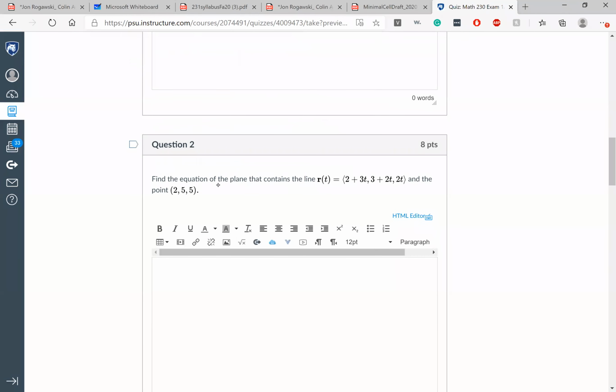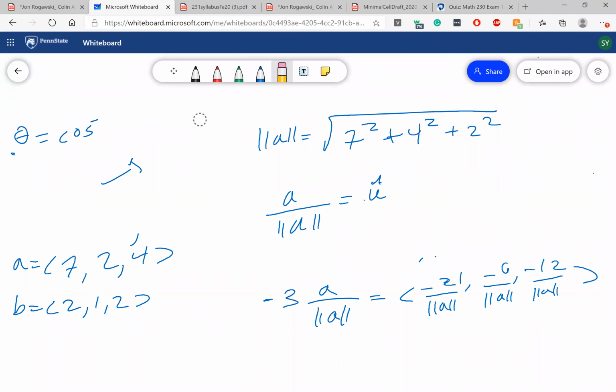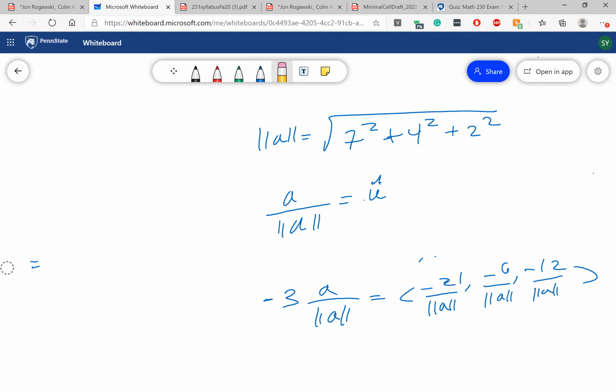So now they want us to find the equation of the plane that contains the line, this line and this point. There are a couple of different ways that we can try to do this question. I think the simplest way, like this.